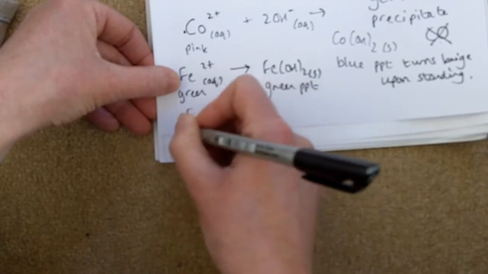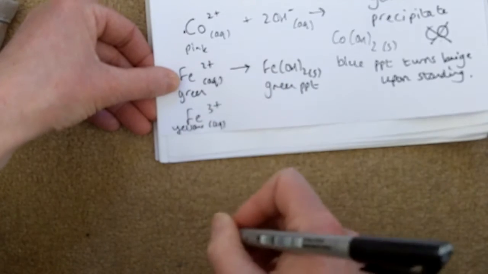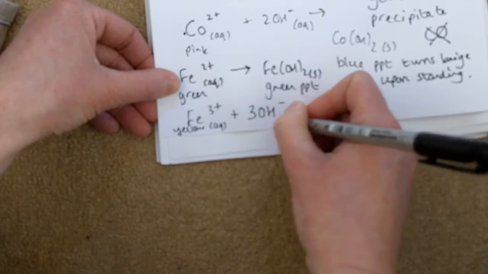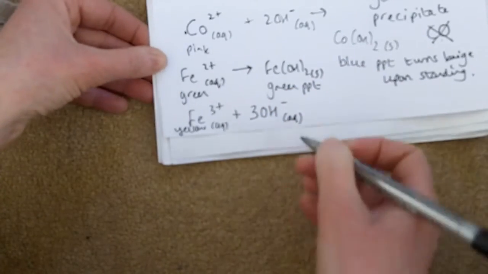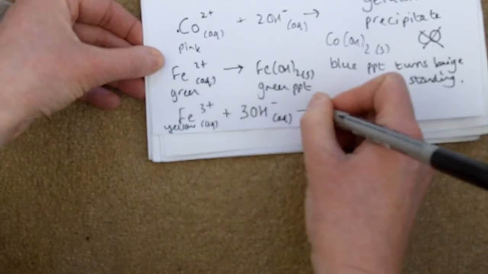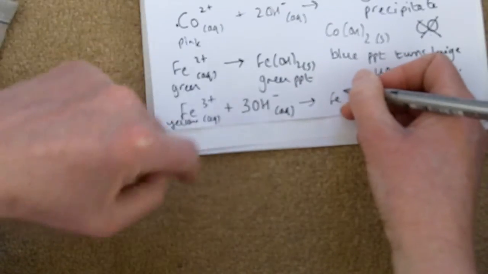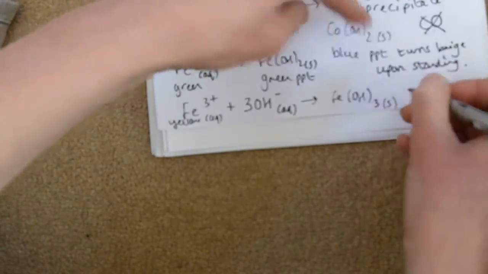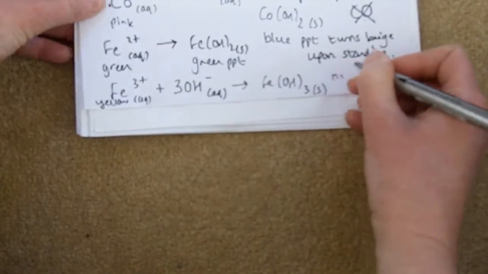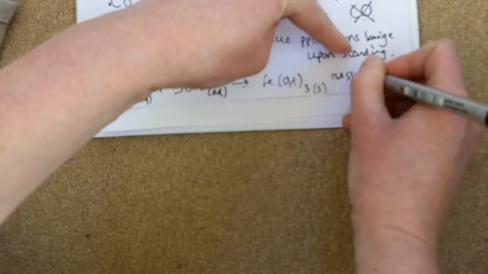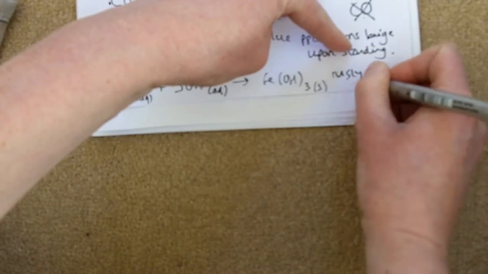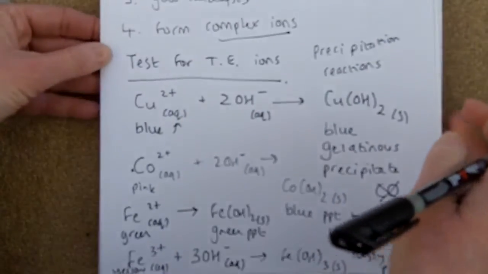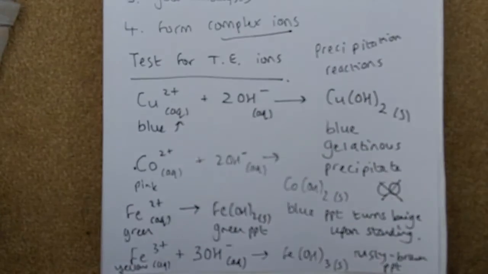3+, which is a yellow solution. But be careful now, that's going to be 3 hydroxides. You have to put the state symbols, that's aq, and that'll be Fe(OH)3 solid, and that forms a rusty brown, like an orange brown, precipitate. Okay, so that's called precipitation reactions. That's the test for transition metal ions.